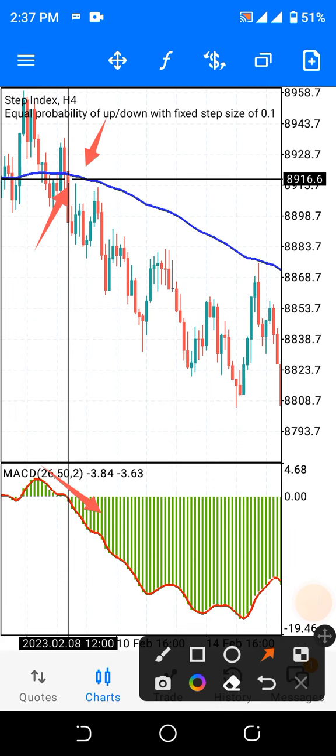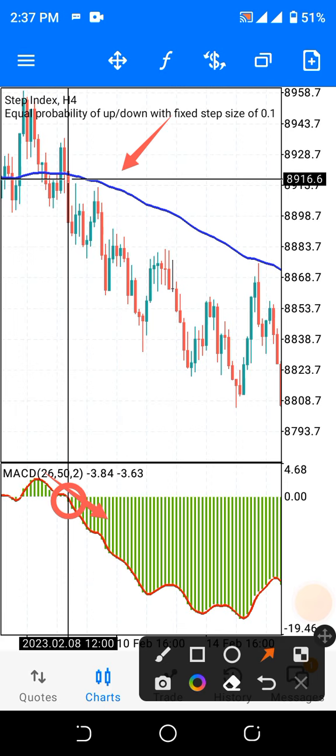So on my screen now, you see the crossing. This is the point where the crossing occurs on the MACD indicator, which shows a sell signal, provided the candlesticks are below the moving average. Now, once this condition is met, this is a clear signal. For a sell signal, this is a sell signal.